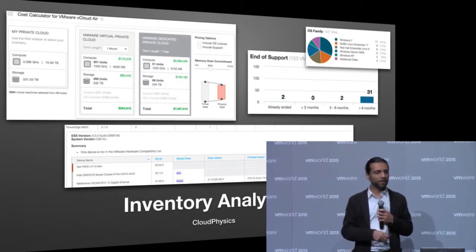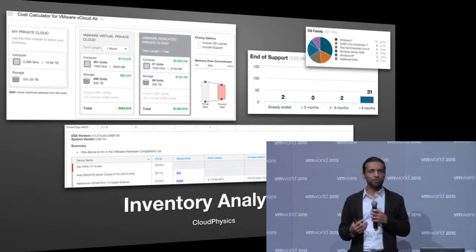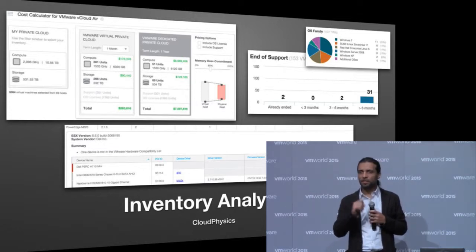And finally, if you took the inventory of the virtual machines running in your environment and did something as simple as, hey, I want to take a subset of my virtual machine inventory and do a what-if analysis of putting that up into a cloud service.